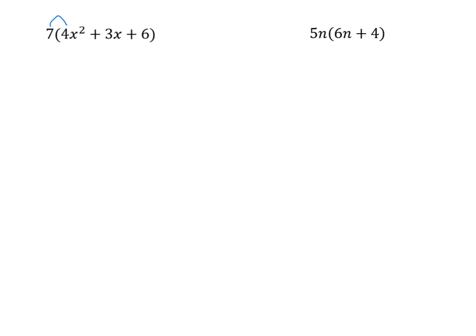So I'm going to be multiplying 7 times 4x squared. I'm going to be multiplying 7 times 3x. I'm going to be multiplying 7 times 6. So let's get started with that. 7 times 4x squared is going to give me 28x squared. 7 times 3x is going to give me 21x. And 7 times 6 is going to give me 42. And that's just as simply as you do that.